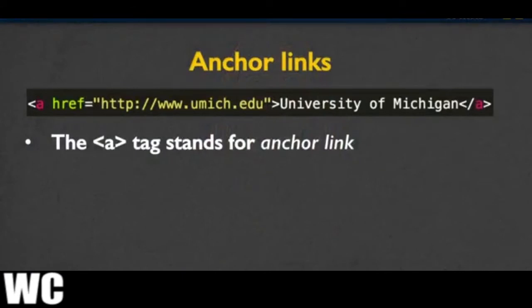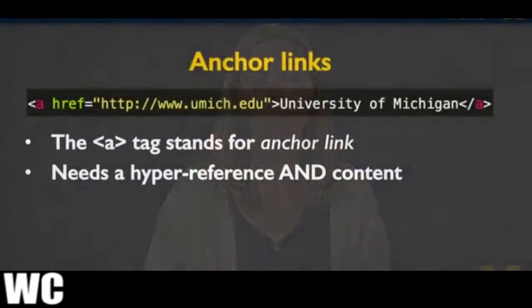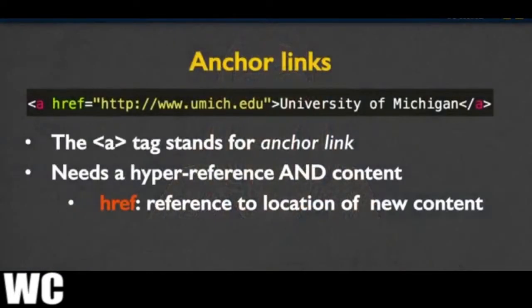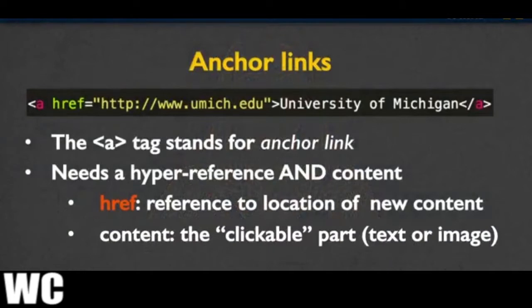Links are called anchor links, and that's where we get the A in the A tag. When you use an anchor tag, the A tag, you're going to need to make sure that you have two different parts. You need a hyperreference and you need content. So the hyperreference is just the reference to the location of the new content. In this case, I used http://www.umich.edu. That tells the browser, if somebody clicks on this link, this is where I want you to request the new page from. We also need to have content. The content is what we call the clickable part. In this case, it's text. I would actually click on an underlined text that says University of Michigan. But in some cases, it might be an image instead.